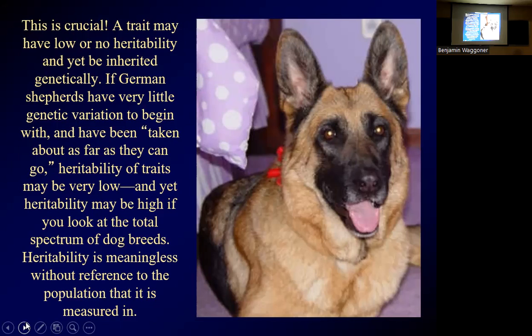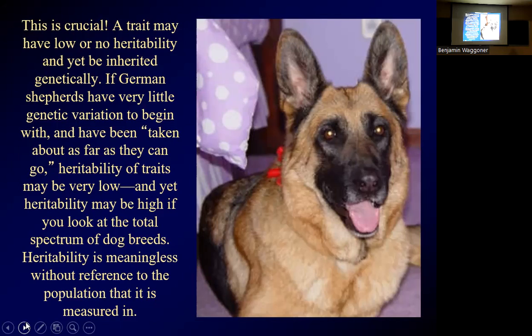So if you have a bunch of mixed breeds, if you have a bunch of Heinz 57 dogs, you might find a lot of variance and you might find high heritability for a lot of traits. If you're studying a highly inbred and not variable population of pedigree dogs, heritability might be very low. So heritability is meaningless except in reference to the specific population in which it's measured. Okay, does that make sense?